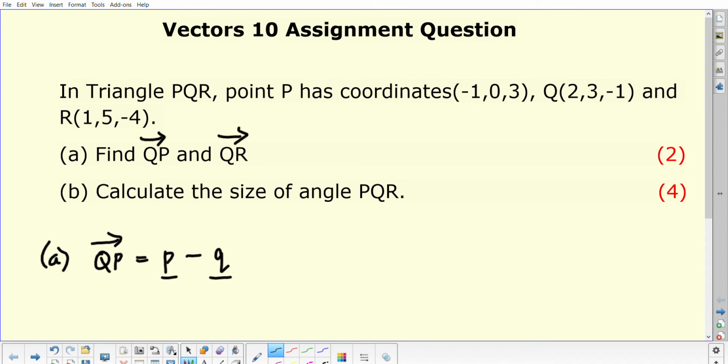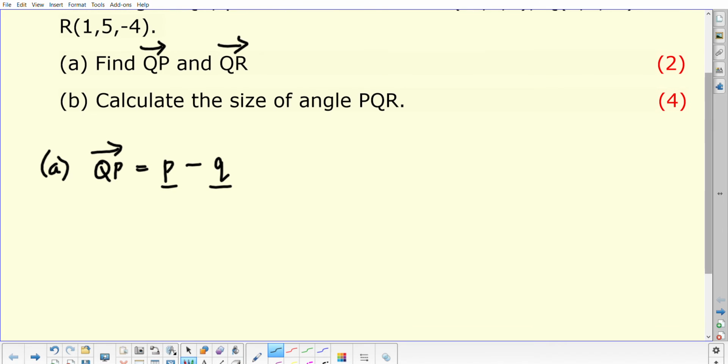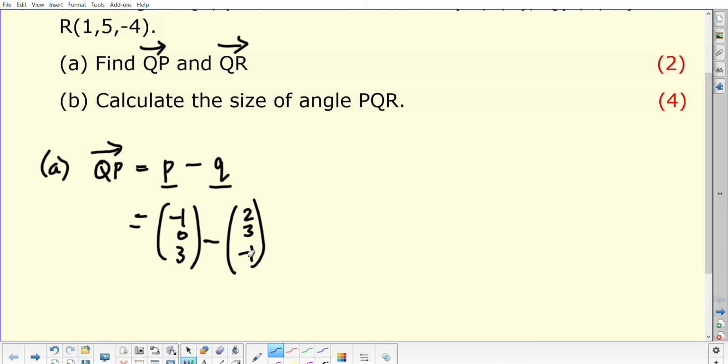of Q. That's your standard result, and remember these would match the coordinates, so your P would be minus 1, 0, 3, and that is minus your components for Q, which would be 2, 3, minus 1, and that would give us minus 3, minus 3, 4. So that's Q to P, and you would get 1 mark if you had that correct.